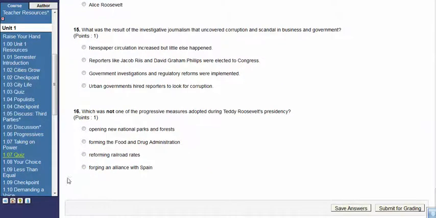Number 16, and your last question on this quiz, which was not one of the progressive measures adopted during the Teddy Roosevelt presidency? Opening new national parks and forests, forming the Food and Drug Administration, reforming railroad rates, forging an alliance with Spain. Please save your answers at the end and submit for grading.